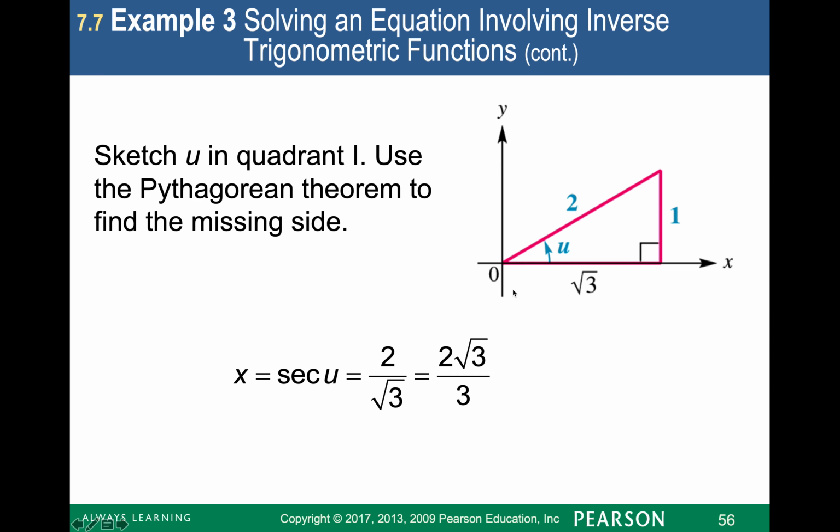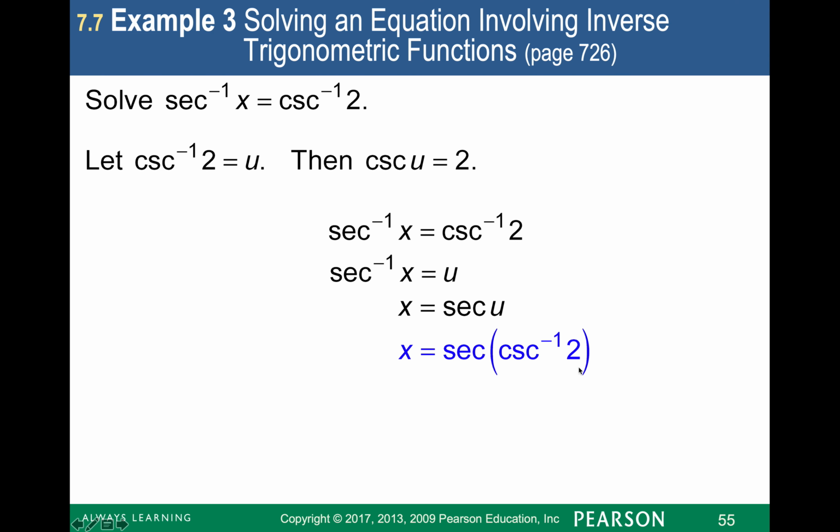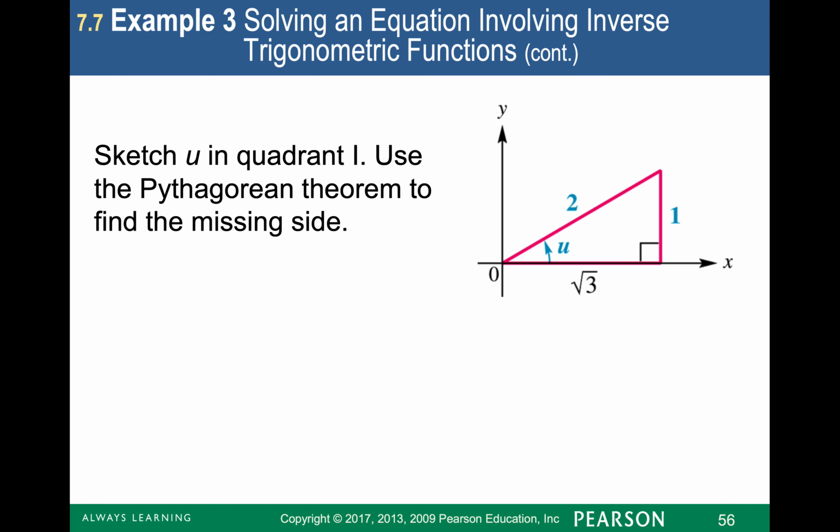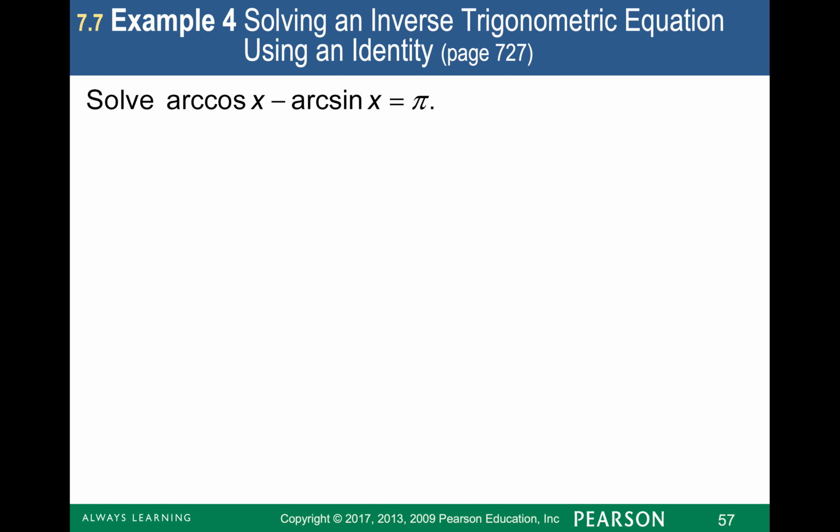So if I build the triangle and I know that cosecant of 2, well, cosecant is related to sine, so I know sine is opposite over the hypotenuse and the reciprocal of 2 is 1/2. So opposite, hypotenuse, use the Pythagorean theorem. So that I know that secant is going to be the reciprocal of cosine, which is going to be my adjacent over my hypotenuse, but secant is the reciprocal of that, so it would be 2 over square root of 3, which we have to rationalize.